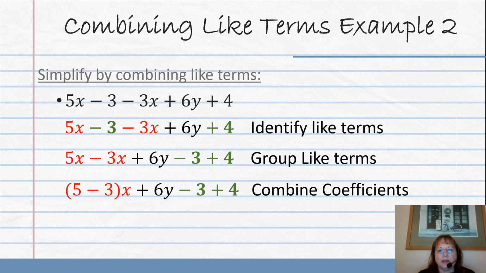So we're going to combine those coefficients, 5 minus 3, x, and we're going to combine the negative 3 and the 4. So 5 minus 3 is 2, so we end up with 2x. Then 6y, and negative 3 plus 4 is positive 1. So that is the simplest form of that expression.